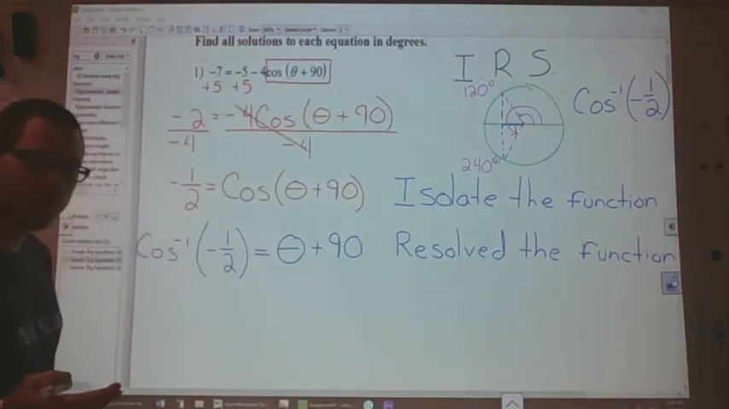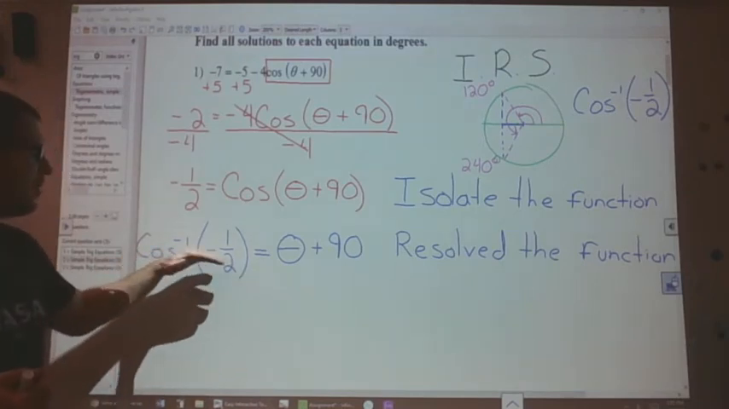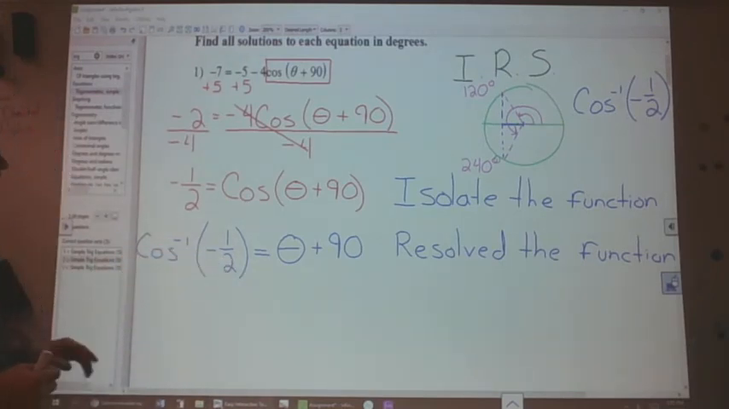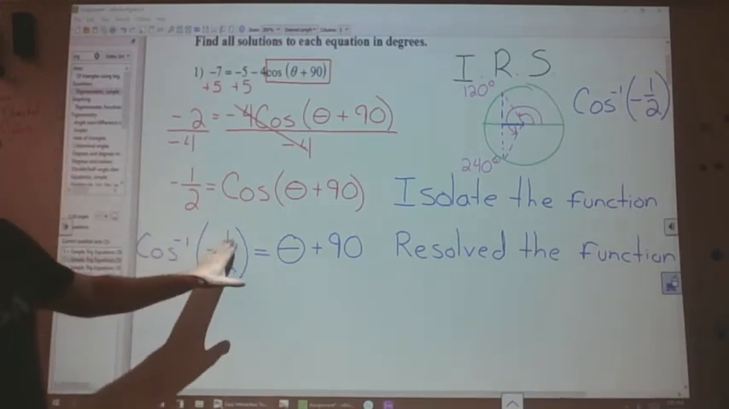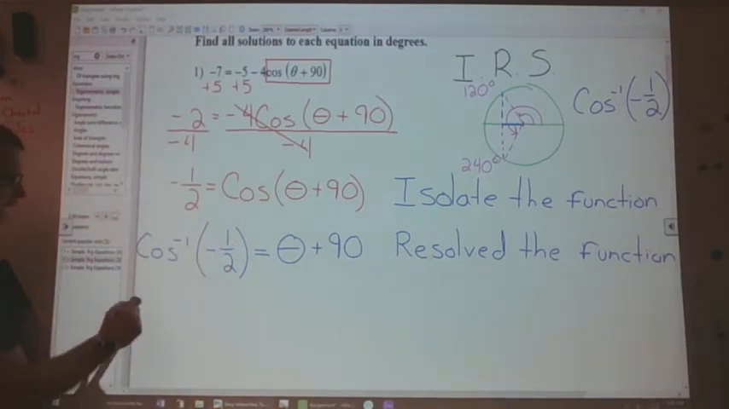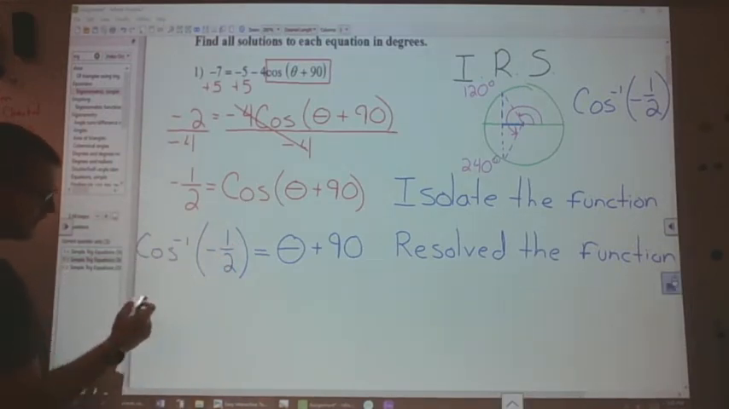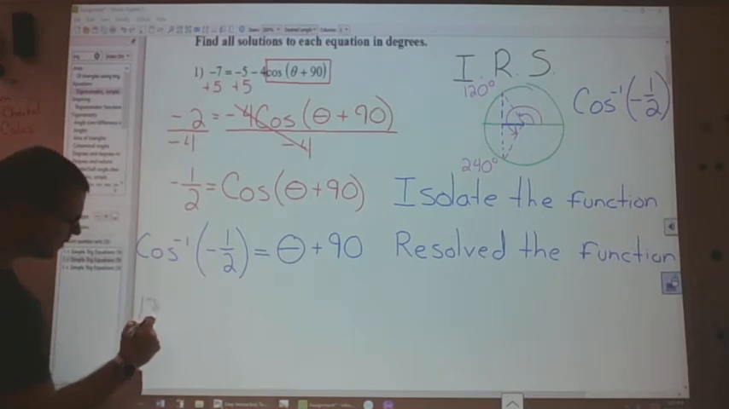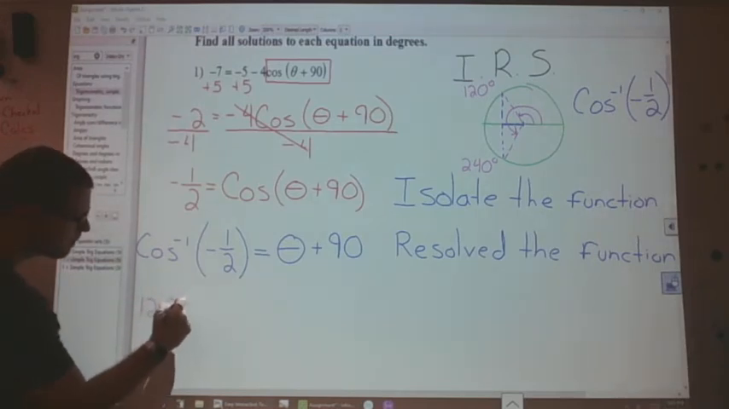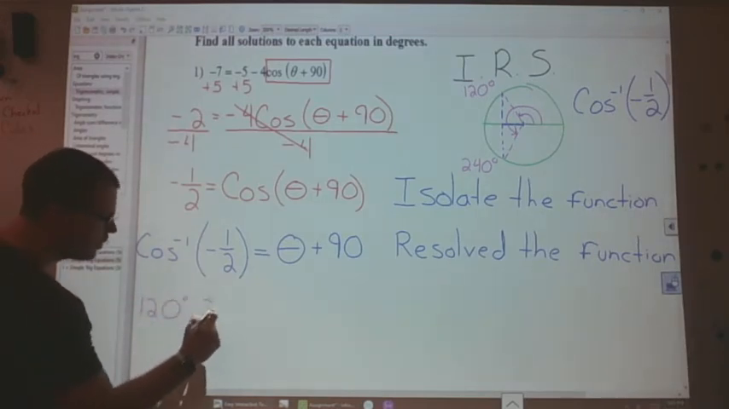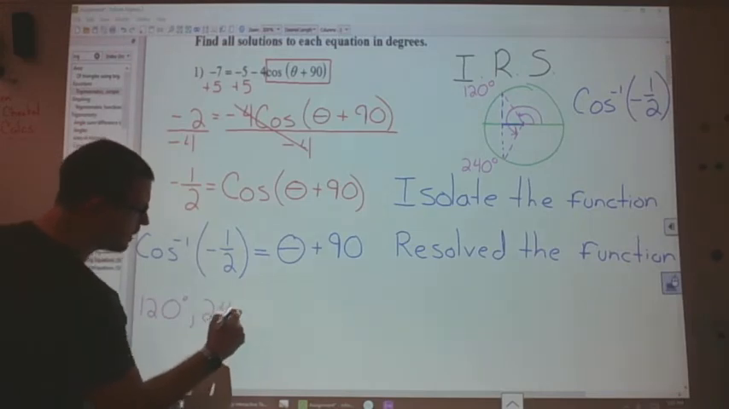So those are my solutions. That's the evaluation of inverse cosine negative 1/2. So that's what I'm going to write. We now have the inverse cosine of negative 1/2 is either 120 degrees or 240 degrees.